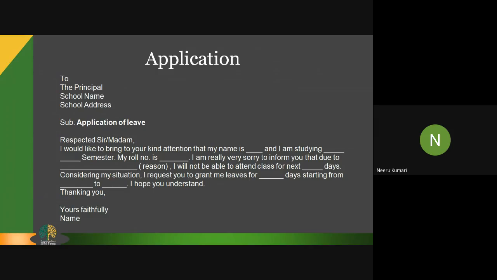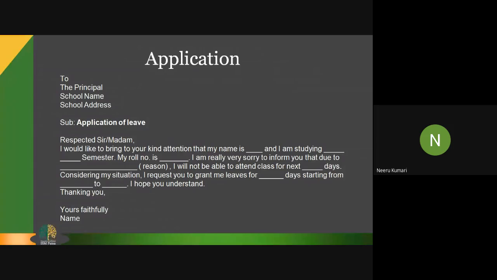Considering my situation, I'd request you to understand the importance of the application. An application is just wherein you are communicating, wherein you are showing your urgency or emergency, and it is left upon the person, on the reader, whether to accept it or to reject it. It is not to be forced upon the person.